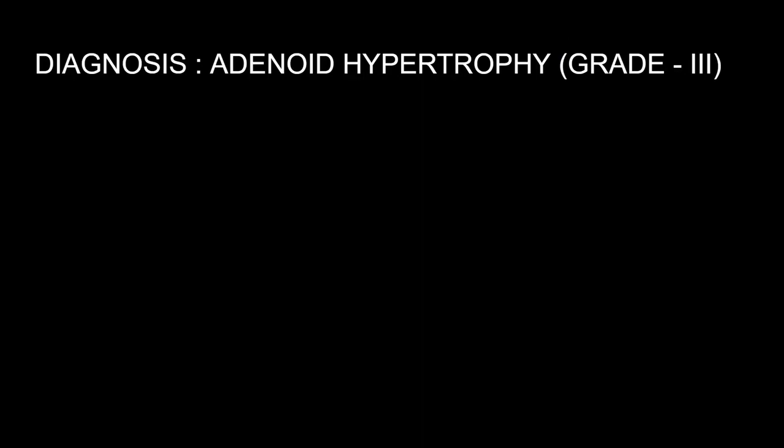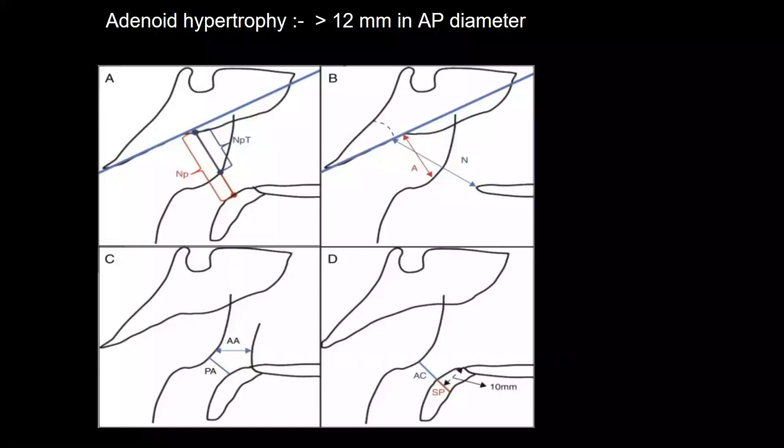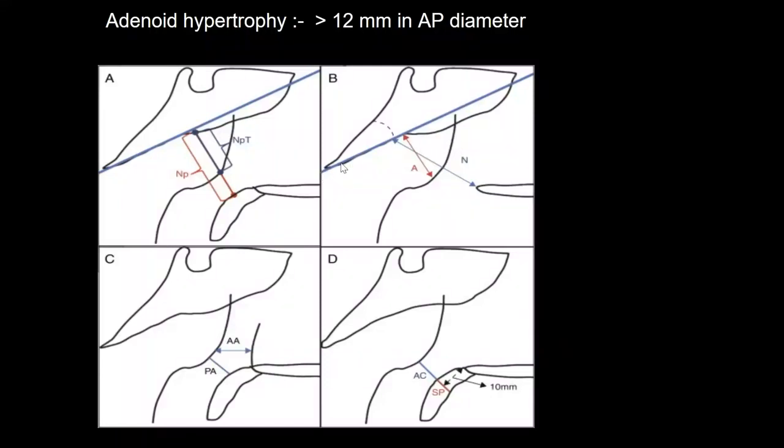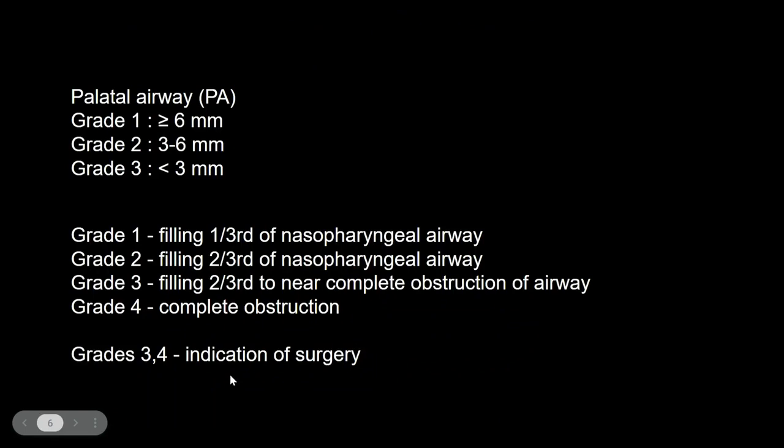Adenoid is said to be hypertrophied if it is more than 12 mm in AP diameter. To measure adenoids, draw a line parallel to the base of the skull and measure the adenoid at a perpendicular level to the first line. Measure the palatal airway between adenoid and palate. Coming to the grading of adenoid hypertrophy based on residual palatal airway: grade 1 if it is more than or equal to 6 mm, grade 2 is 3 to 6 mm, grade 3 is less than 3 mm.